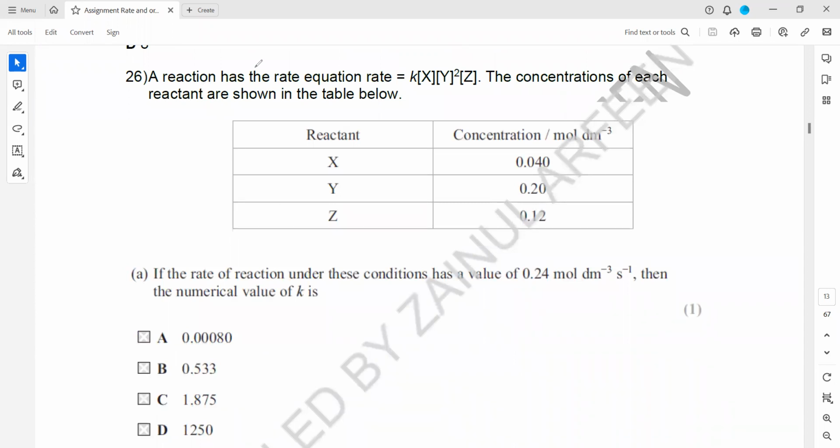a reaction has a rate equation. The rate equation is given as rate equals K, the rate constant, times the concentration of X, concentration of Y squared, concentration of Z. The concentration of each reactant is shown in the table. If the rate of a reaction under these conditions has a value of 0.24, then what is the numerical value of K? The concentrations are also given for each.